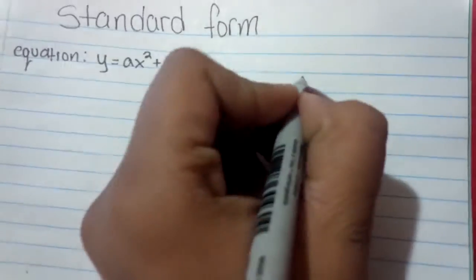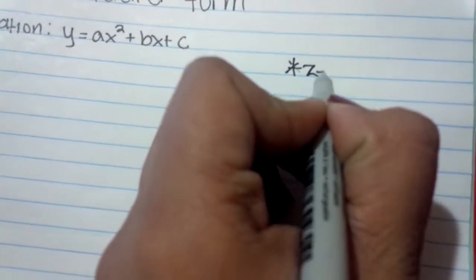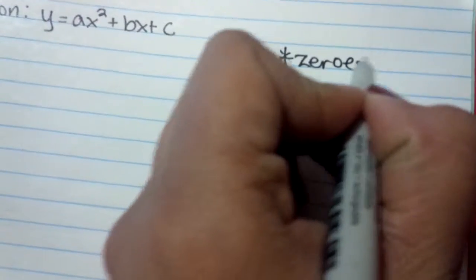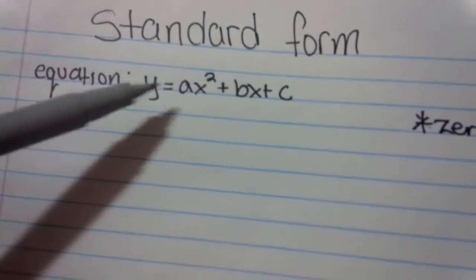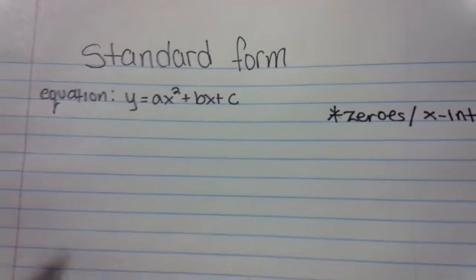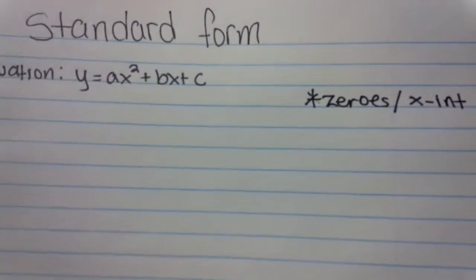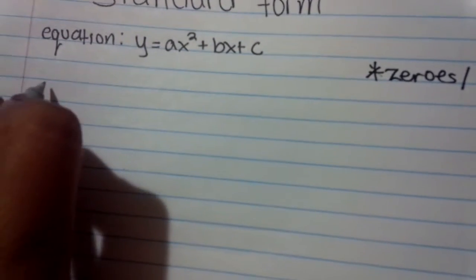But the thing that is similar to factored form is that in this one we are still finding the zeros, which are also known as x-intercepts. But the thing that is different is that it's not given to us in the equation. We're going to have to use another equation to find the zeros or the x-intercepts. The equation that we're going to be using is called the quadratic formula.